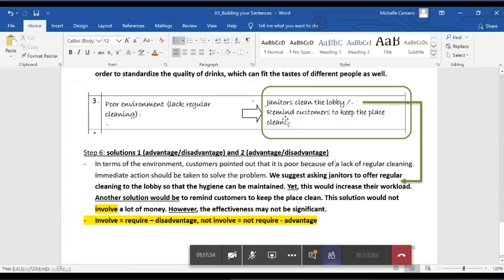When you talk about solution 2, you're going to introduce it with the word alternatively, because alternatively is a fancy way of saying or, O-R. You're going to say, or the company can remind customers to keep the place clean. That's solution 2. Then you need to discuss the advantage and disadvantage of solution 2. And those, the advantage and disadvantage, are your added ideas. So that's what it says right here.